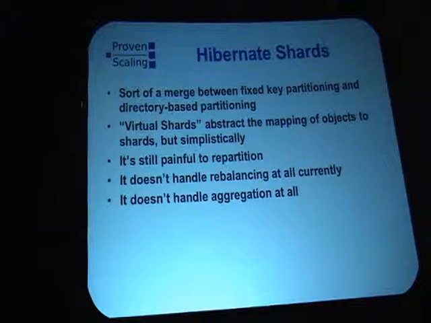Currently it's still painful to repartition in that model. It doesn't really offer any automatic tools to help that along. And it doesn't handle rebalancing at all. It doesn't handle any aggregation, so all of that is left to be developed. So they basically implemented the easy parts of it, which is getting the data distributed and getting access to it, but not necessarily the harder parts.